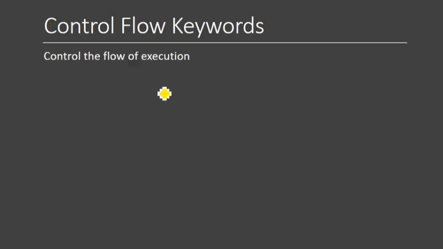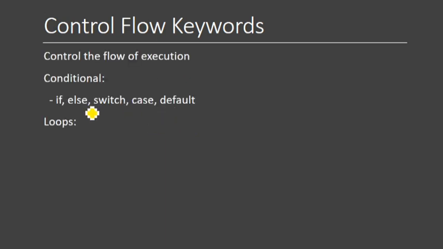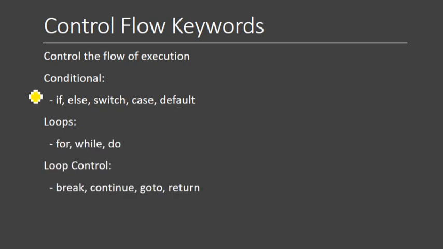And control flow keywords. The conditional keywords: if, else, switch, case, and default. And loops: for, while, do while. There are also control keywords: break, continue, goto, and return. So these are the control flow keywords.